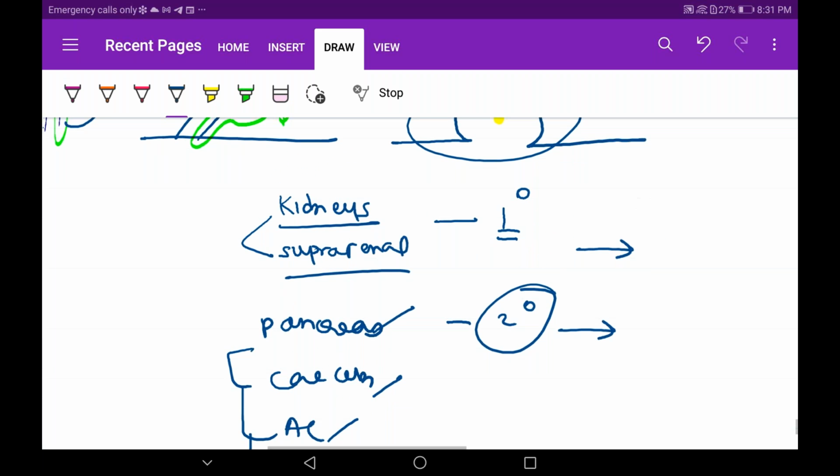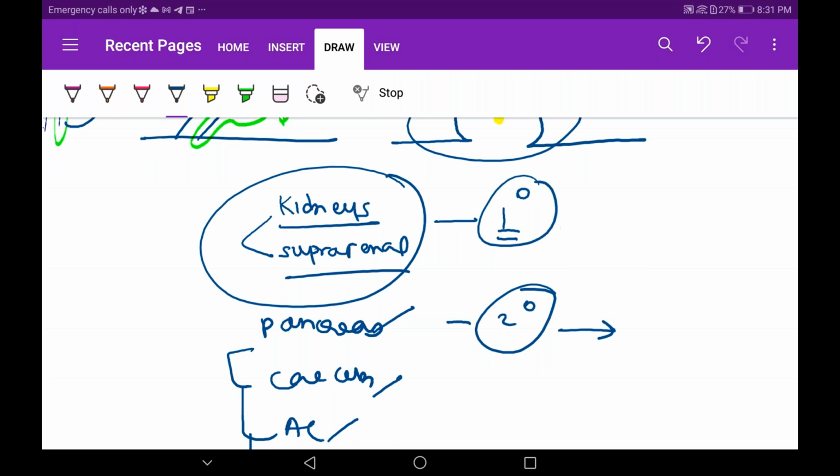But when we see the kidneys and the suprarenal glands, they are initially in the development only. When the viscera is pushed into the peritoneum, they get excluded.